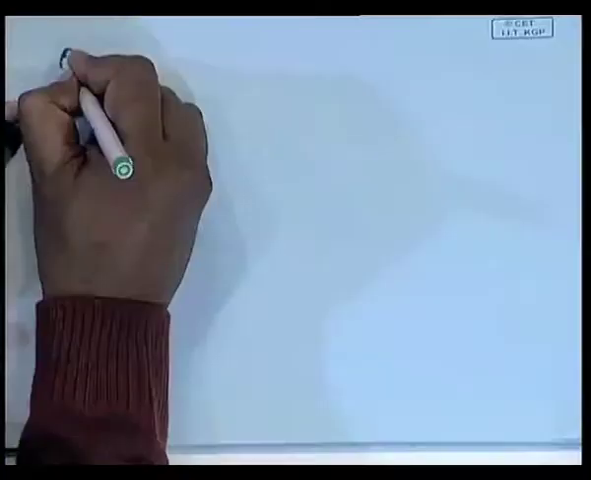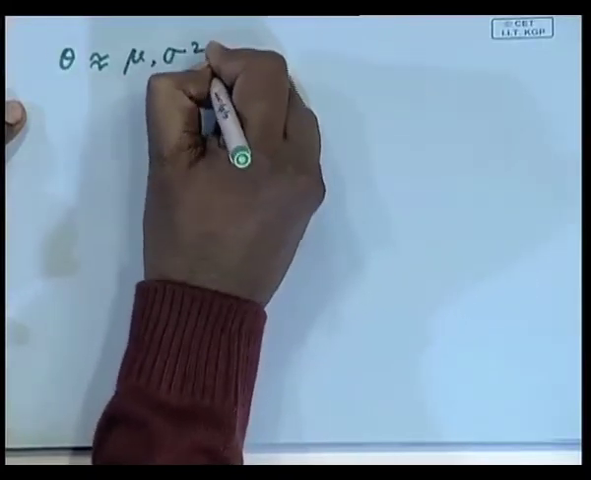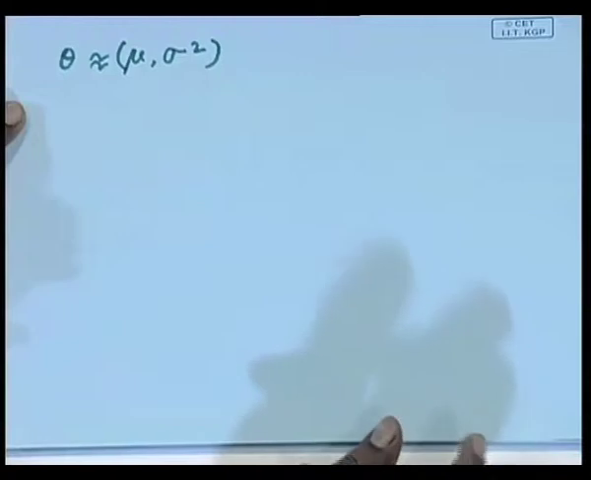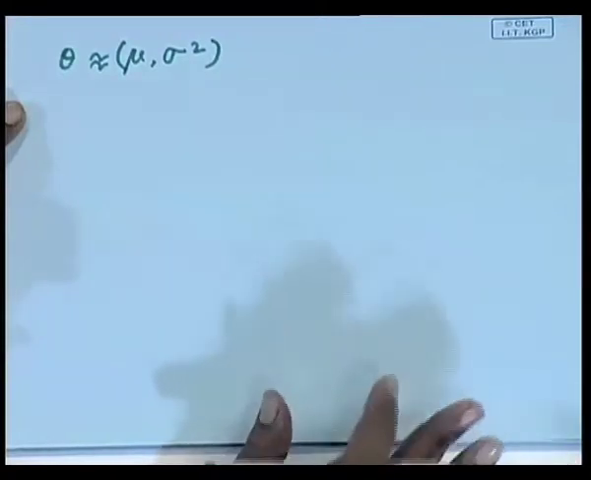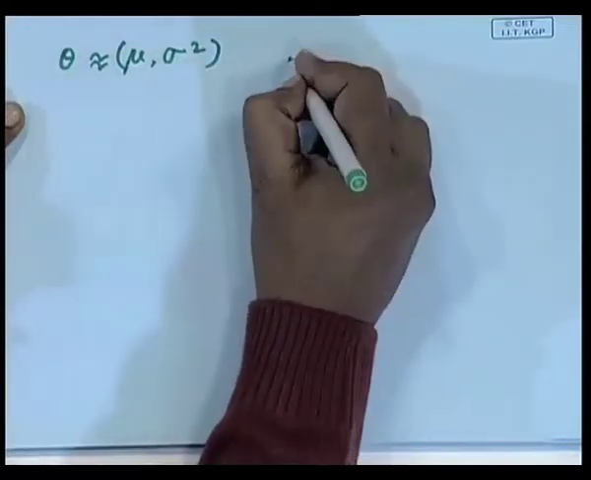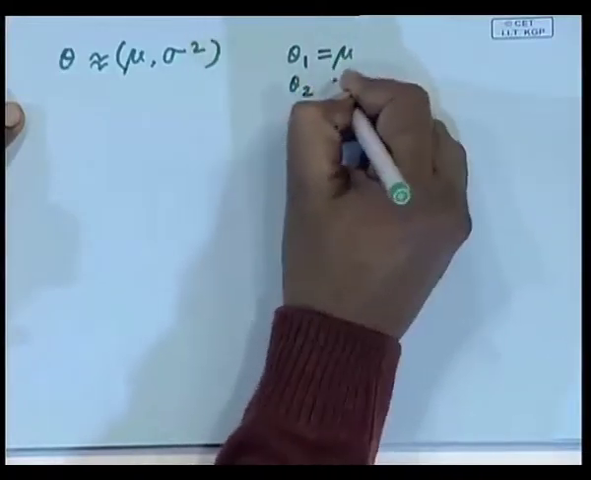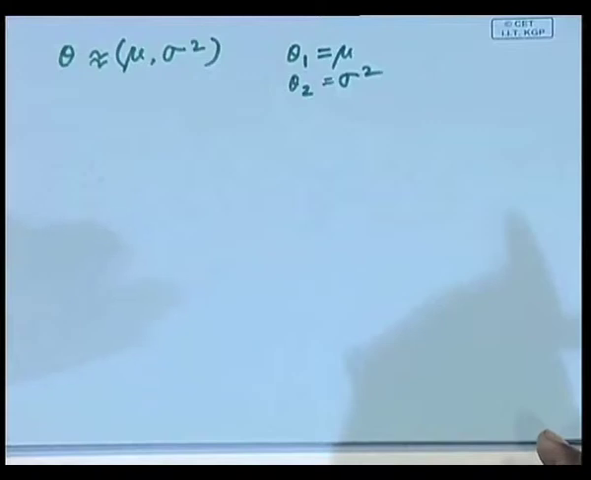So, over here our parameter vector theta is nothing but mu and sigma square. It has two components. For simplicity, I am considering the univariate case. For the multivariate case, the number of operations will be more, that is all, but the procedure will remain the same. So, this parameter vector theta has two components: assume that the first component theta 1 is mu and the second component theta 2 is sigma square. Is that okay?